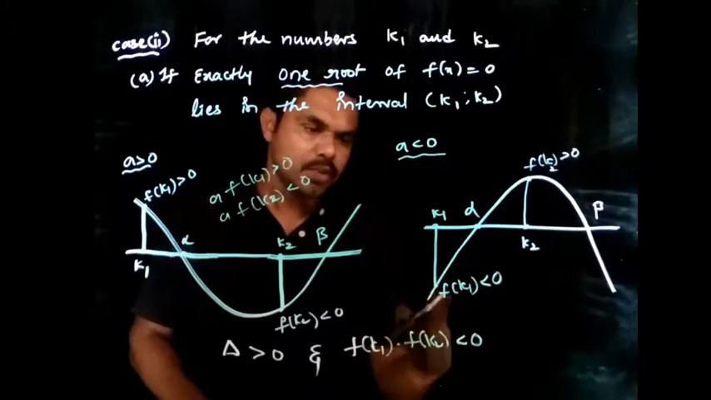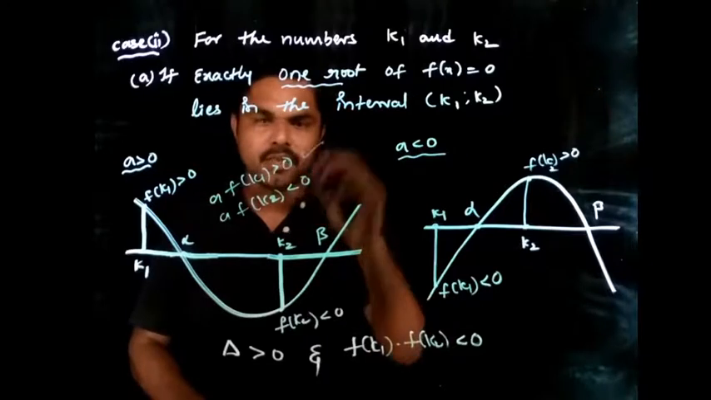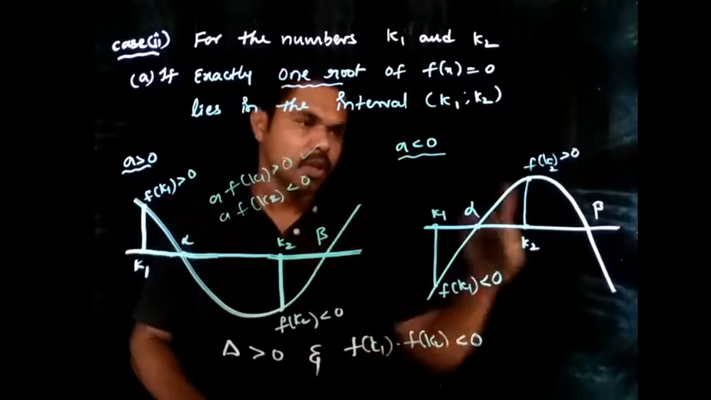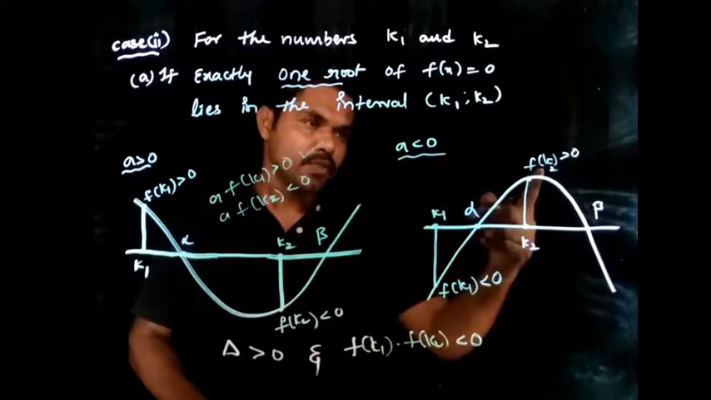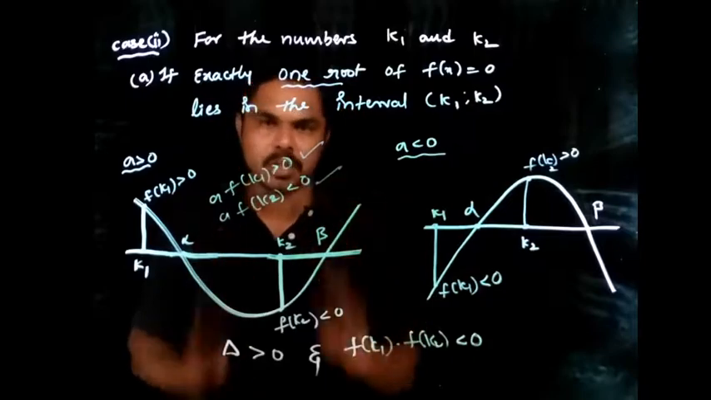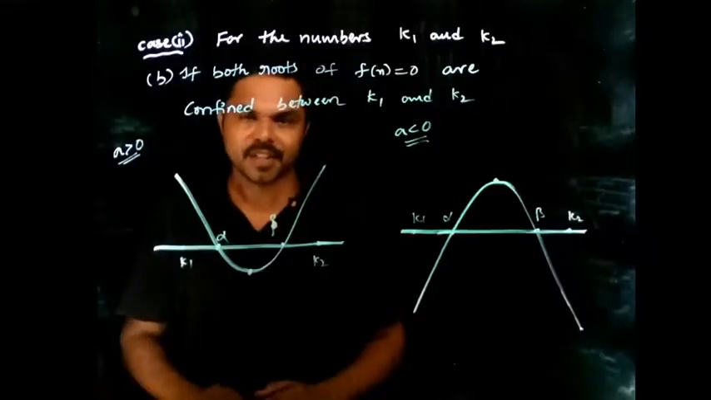A less than 0, f of k1 less than 0, so a into f of k1 is greater than 0. That means negative into negative, positive. A is negative, f of k2 is positive, negative into positive, negative. So the same properties will get in both situations. Now come to second point.